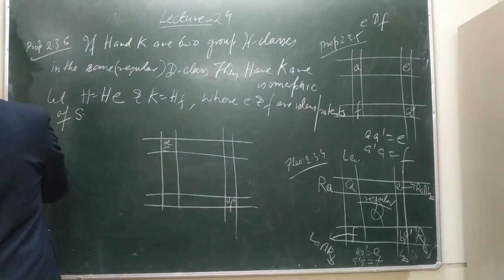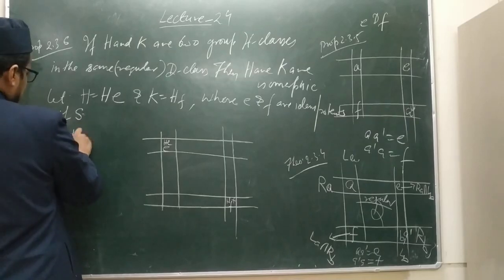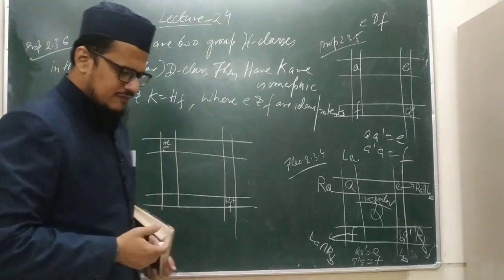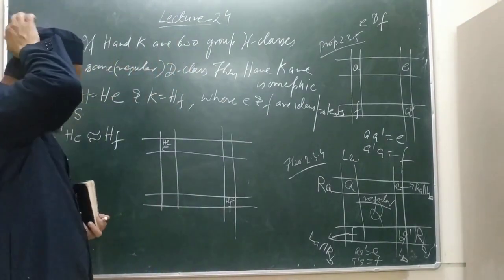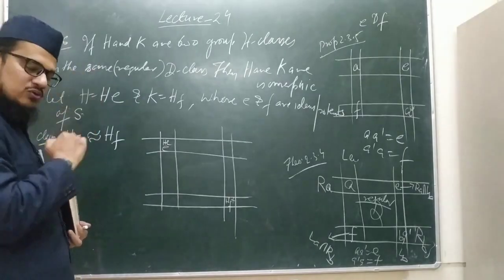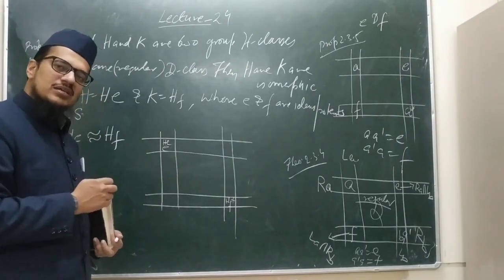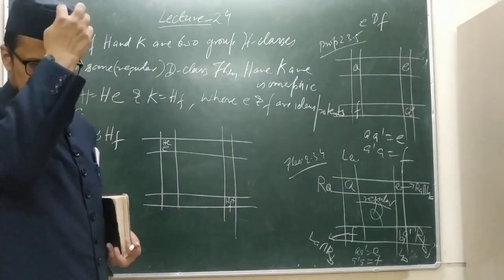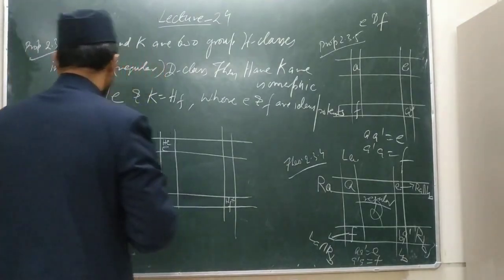Now what is our claim? The claim is HE is isomorphic to HF. We have to prove this, isn't it? So if we have to prove two groups isomorphic, what do we do? We define a mapping from HE to HF, and we try to prove that the mapping is a homomorphism, 1-1 and onto mapping, isn't it? If it is so, then the groups will be isomorphic, correct?